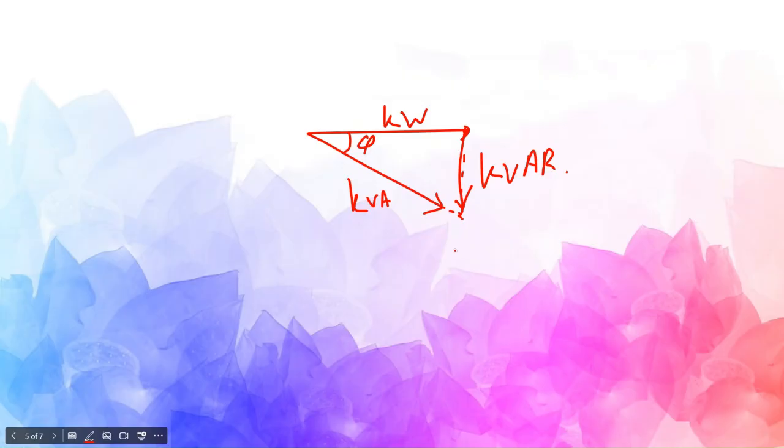Now, there is one more thing. This is Z, this is R, and this is XL, and again this is phi. So what will happen if we write cos phi?